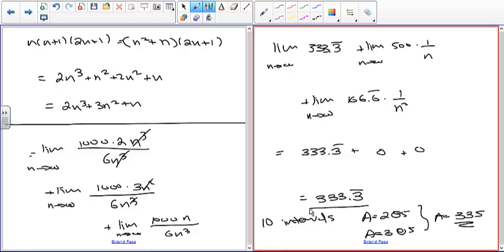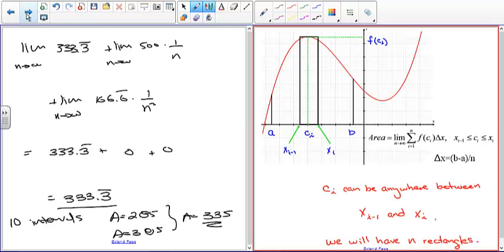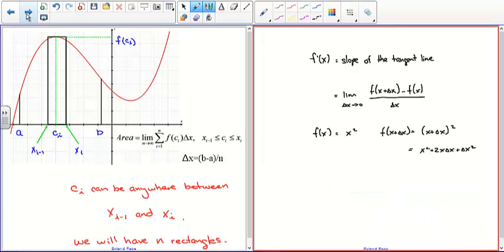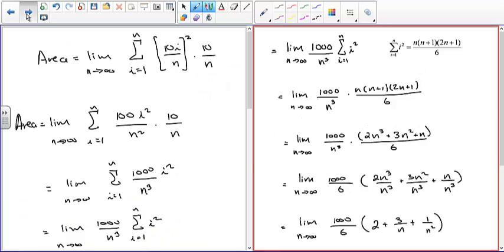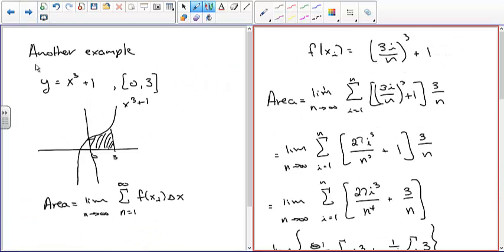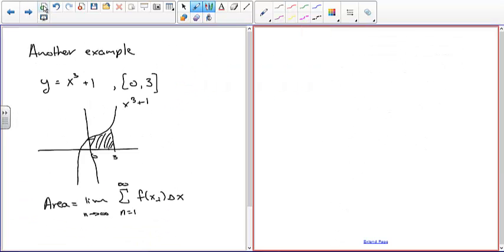So we're going to do another one, and then we may not even have time to finish it, but then we'll let you work one in class on Thursday. Okay, so we already did that one. Let's try another example. Okay, so here's another one.